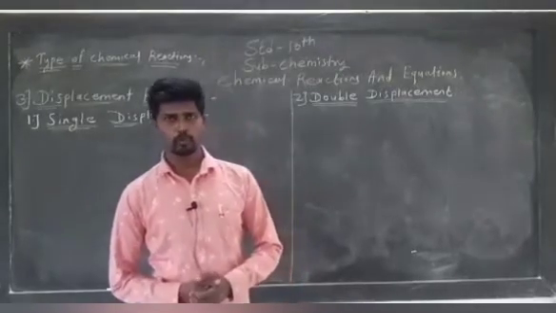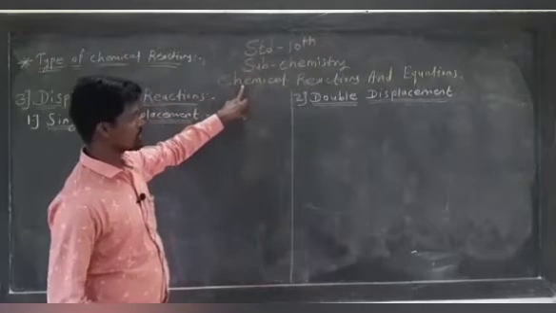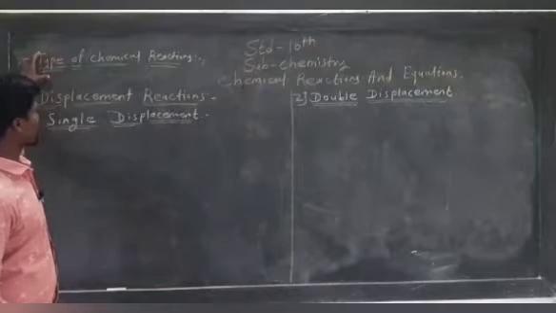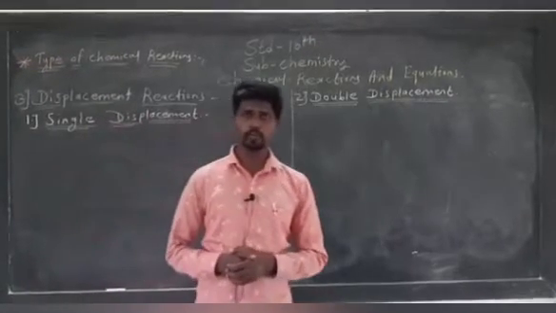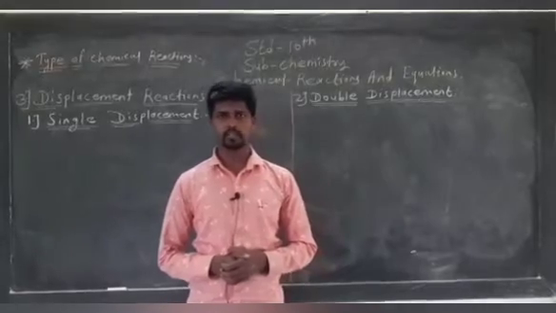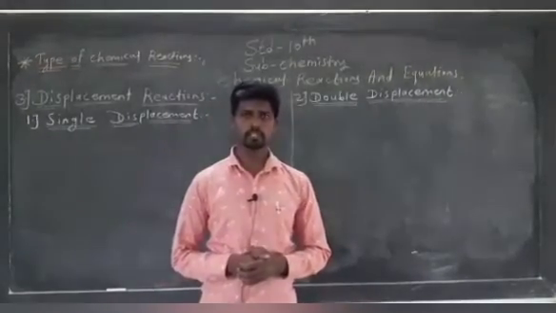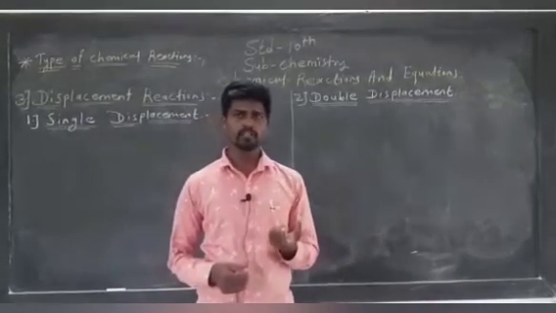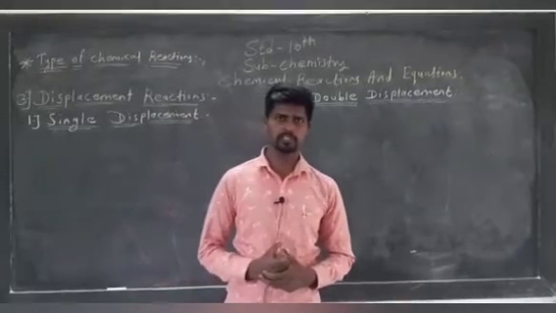Hi friends, good morning. Today let us start the standard 10 subject chemistry, chemical reaction and equation. Our topic name is the types of chemical reaction. In this topic, first we have seen the combination reaction, then decomposition reaction. So what is meant by combination reaction? Combination reaction means when two reactants combine and give only one product, it is called a combination reaction.